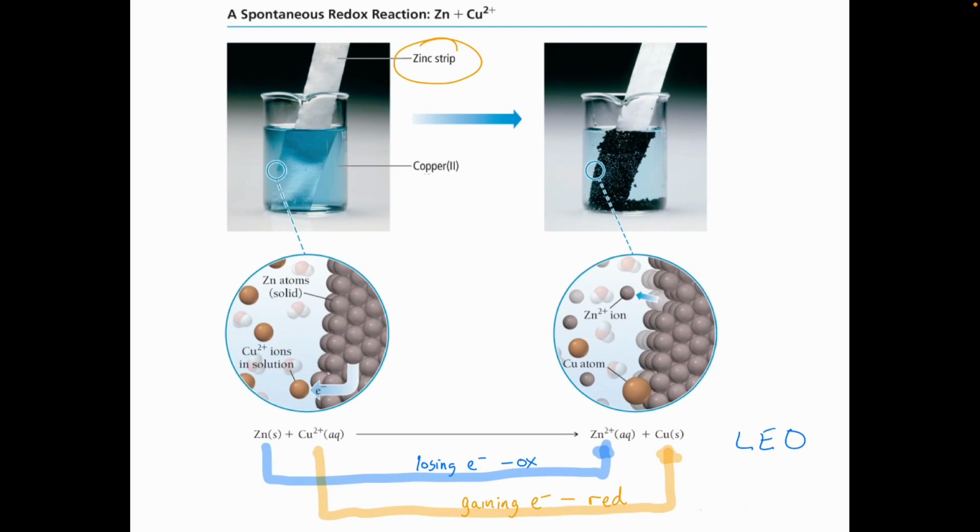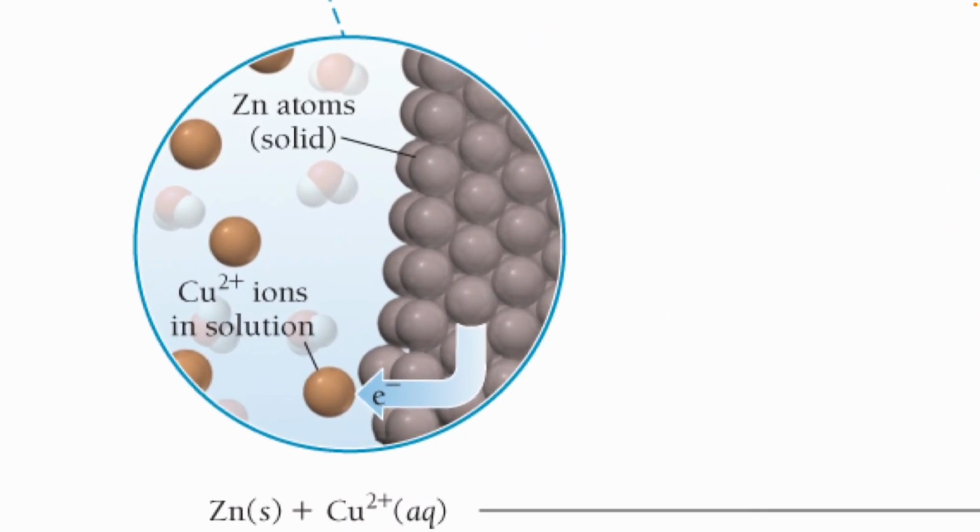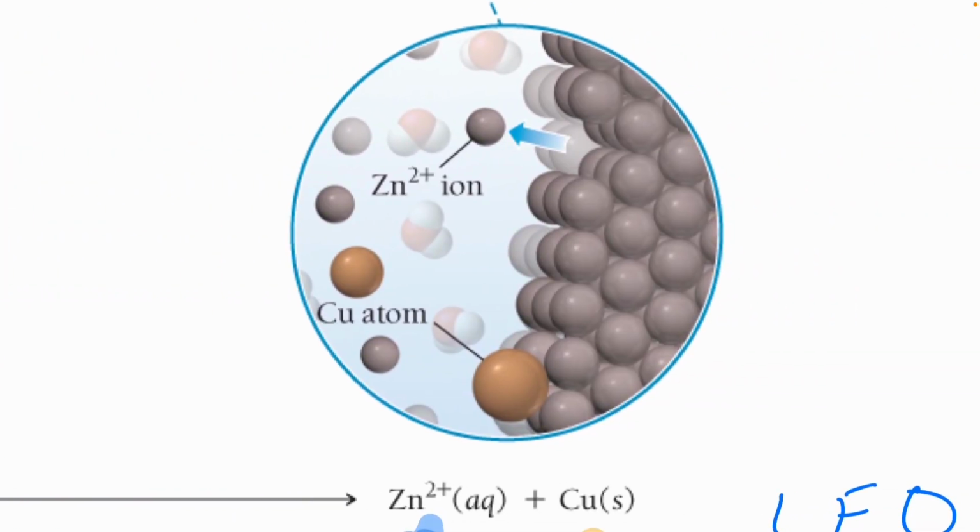If we hop in our magic school bus and zoom down to the atomic level, what we're going to see is these copper ions collide with that solid zinc. And when that happens, an electron is transferred from the zinc to the copper. So the zinc now becomes a zinc ion because it's lost its electron, and it's floating around in solution. And the copper is now solid copper atoms.